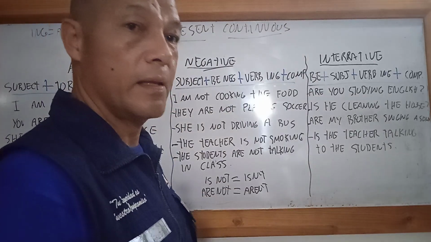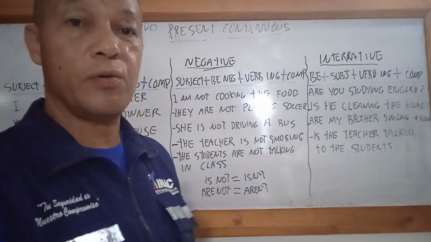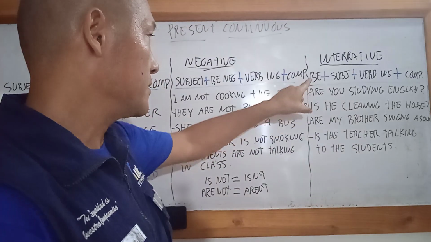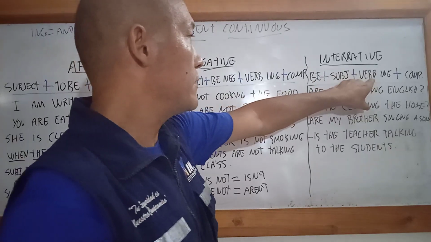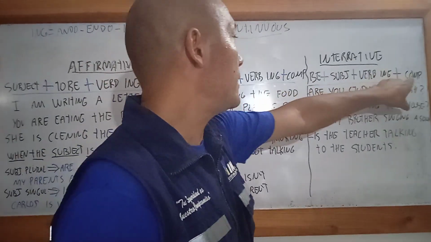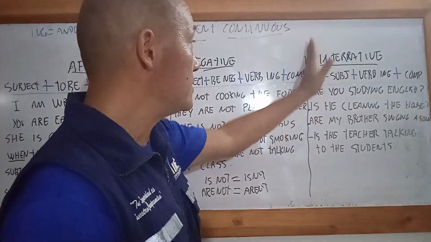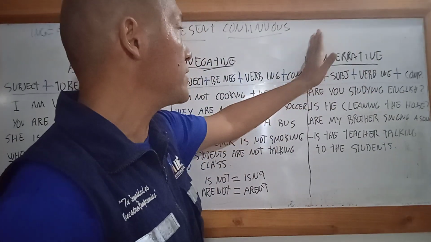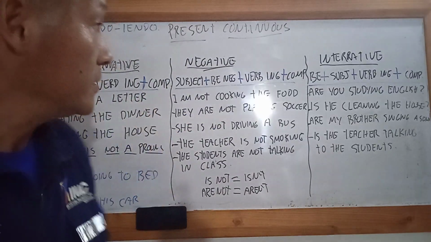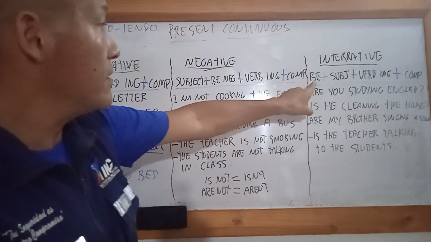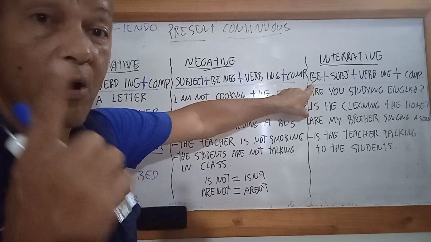Now let's start the interrogative sentences. In interrogative sentences we can use a special formula. Look at this. The verb to be plus subject plus verb with ing and the complement. You have to realize that the difference between these kinds of sentences and those is that in this case the verb to be is placed at the first or at the beginning of the sentence.